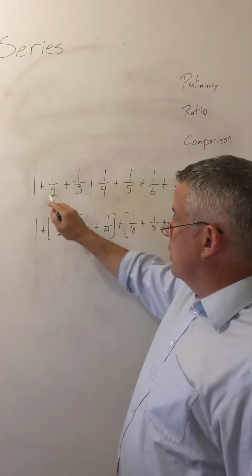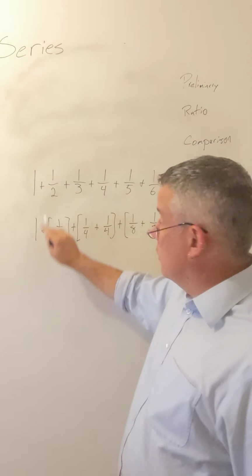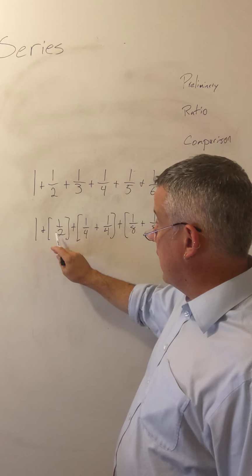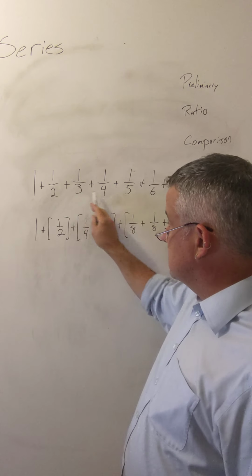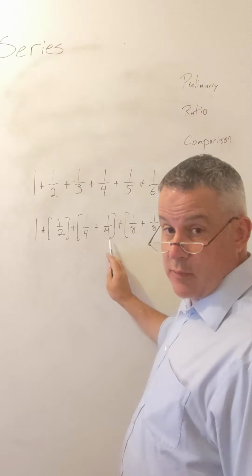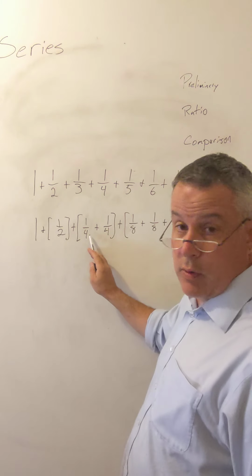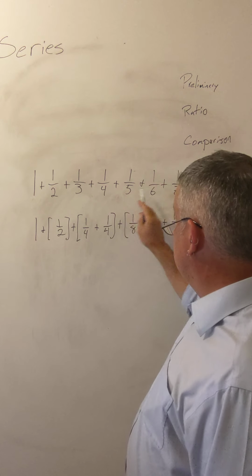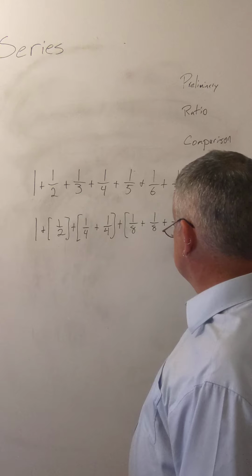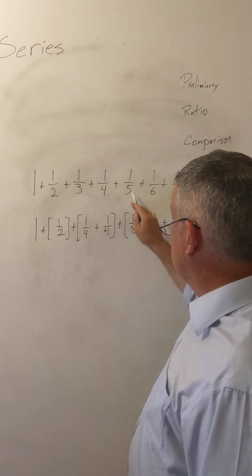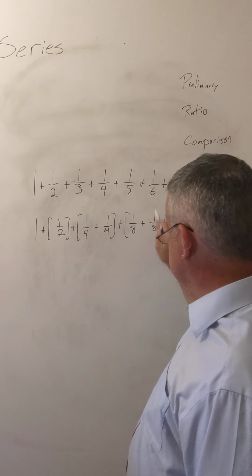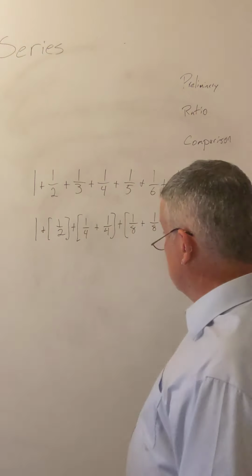Okay, so 1 is the same size as 1, 1/2 is the same size as 1/2. But look at this one, 1/3 plus 1/4, that's bigger than 1/4 plus 1/4, because 1/3 is bigger than 1/4. Likewise, 1/5 plus 1/6 plus 1/7 plus 1/8 is bigger than 1/8 plus 1/8 plus 1/8 plus 1/8, because 1/5 is bigger than 1/8, 1/6, and so on.